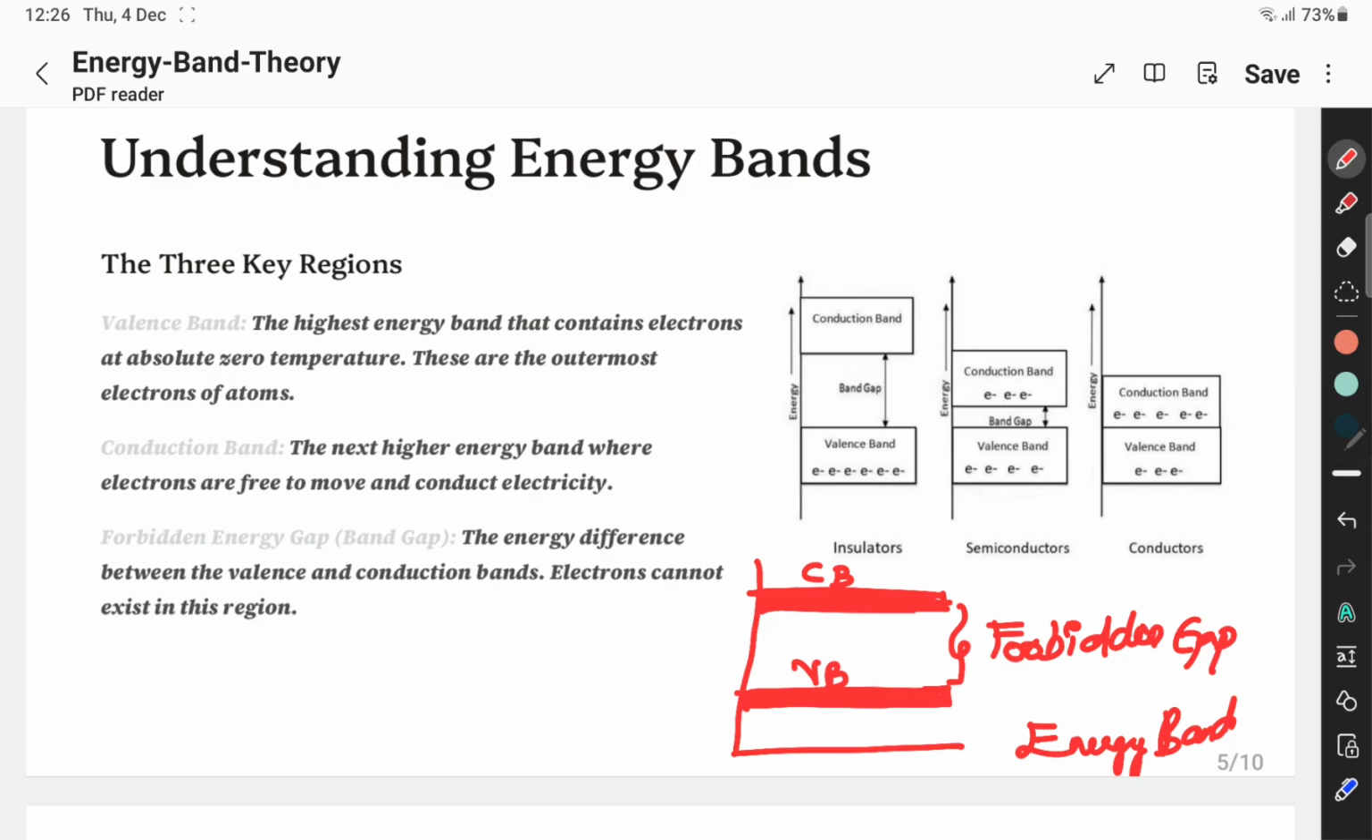Okay, forbidden energy gap. Now see this valence band. The electrons in the inner shell of the atom are strongly bound to the nucleus. The electrons in the outermost shell of the atom, in this band, are called valence electrons. The electrons in the valence band are called valence electrons.